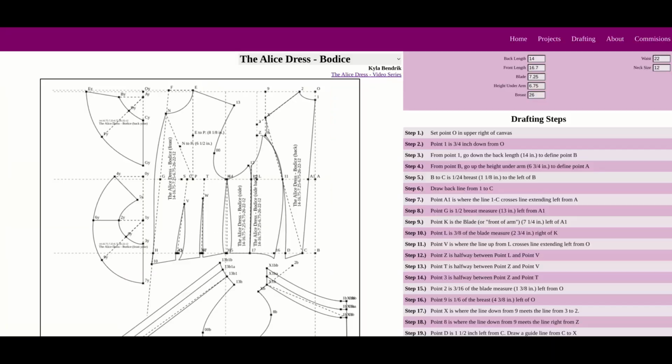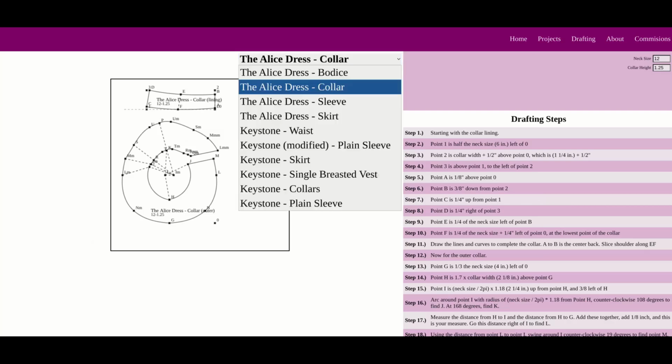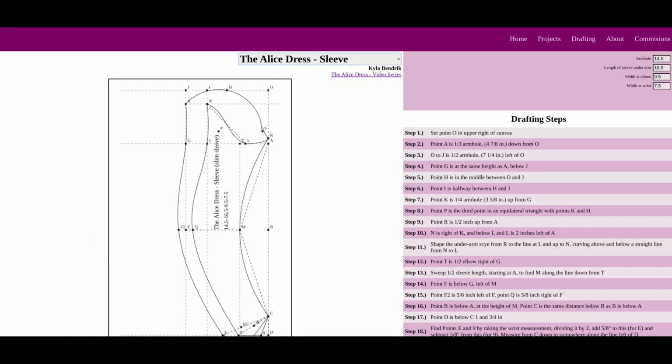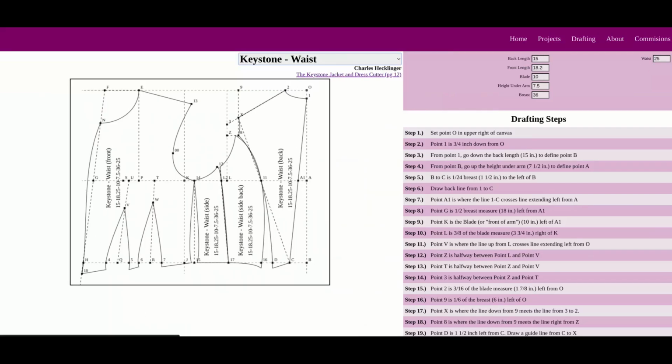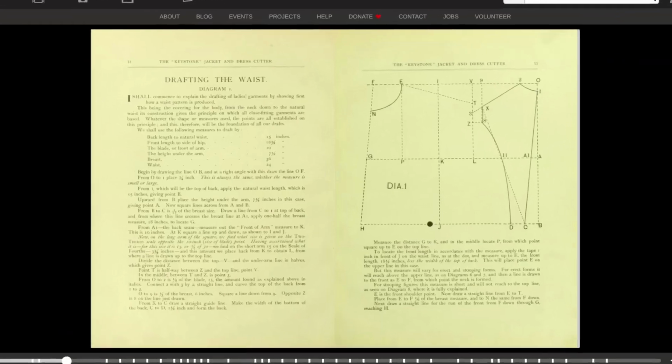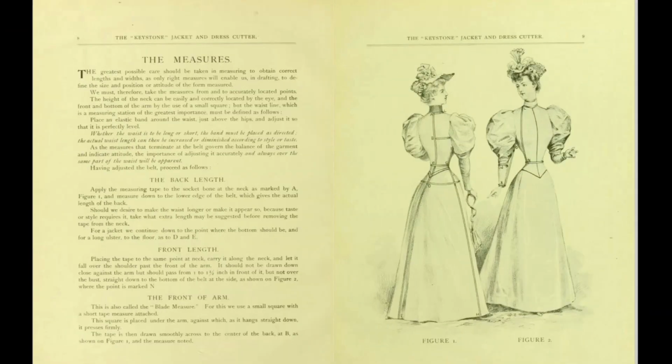You can follow the link in the description below to find the Alice bodice pattern. You can input all of your measurements. If you're having trouble understanding what the measurements mean, you can look up the waist pattern from the Keystone Jacket and Dress Cutter. This pattern is basically exactly the same as the lining, and you can just use that one for your mock-ups if you need to, so you don't have to print out everything.